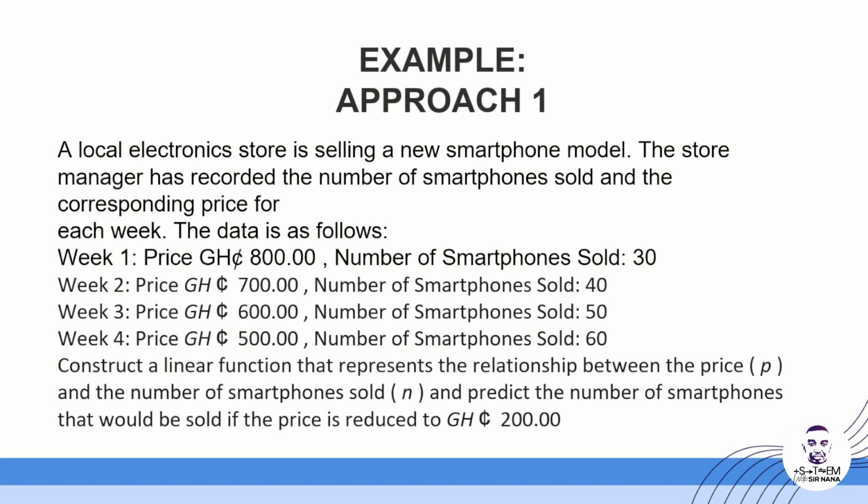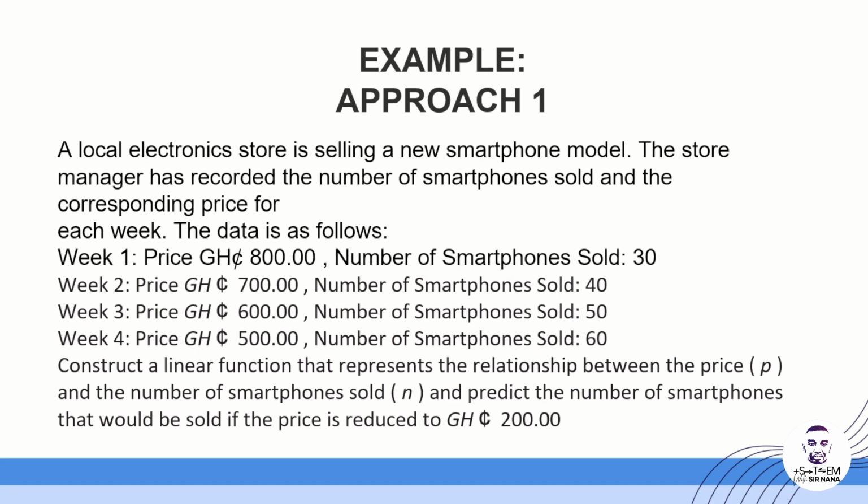Now we are to construct a linear function that represents the relationship between the price P and the number of smartphones sold N. And then we use that to predict the number of smartphones that will be sold if the price is reduced to 200 Ghana cedis.